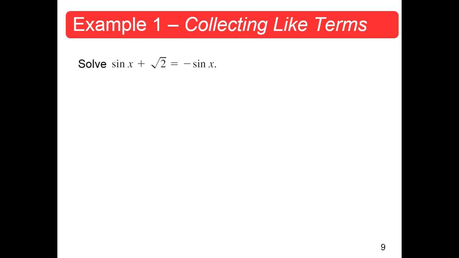How would you go about solving? You tell me. Anybody? First step. If those didn't have signs in them, and it's just x plus root 2 is equal to minus x, what would be your first step? Yeah, all your x's together, and then later you'll get all the non-x's on the other side. So what would you do first here?